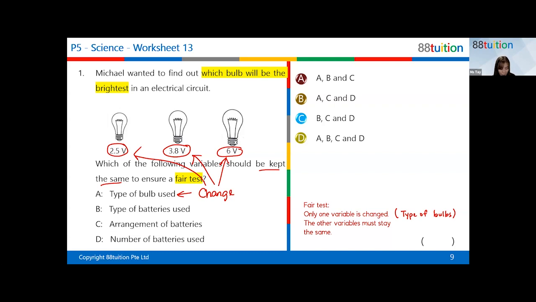Okay, the types of wires must be the same. Arrangement of batteries, number of batteries, all must be the same, isn't it? So what's our answer here? B, C, and D. Okay, yeah. You understand this part here? So those of you who got this wrong, I can see your answer there. If you can understand this part already, give me a thumbs up. All right, this is about a fair test, criteria of a fair test.